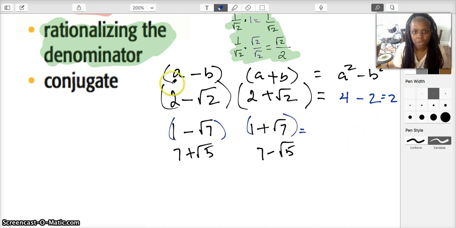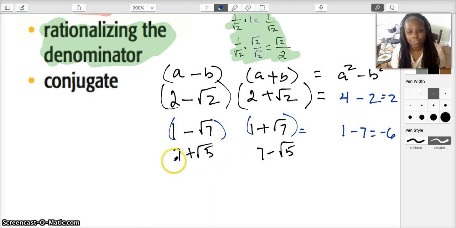Again, we're playing on the idea (a minus b)(a plus b) is a squared minus b squared. So 1 minus 7 is going to give me a negative 6. Negative, but still rational. Let's do it again.